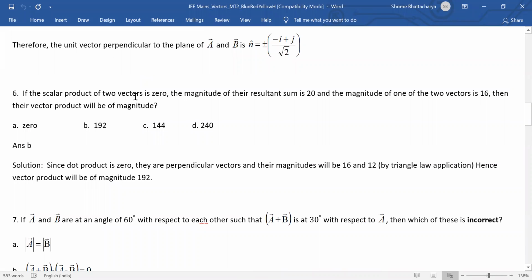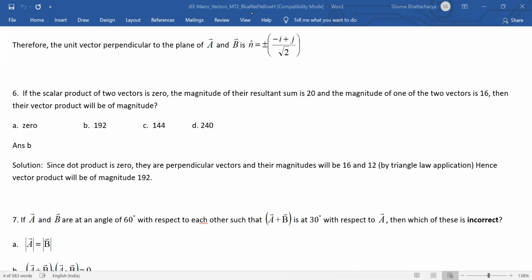Okay, next let's look at this question. Scalar product of two vectors is 0. So what does this mean? This means dot product is 0, or this means the vectors are perpendicular to each other and the resultant sum is 20. Now when two vectors are perpendicular to each other, what is the resultant sum? It is root of a square plus b square. So it's very simple. So this is how we'll interpret this question.